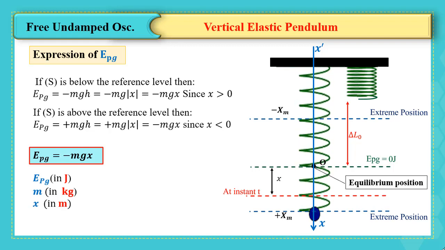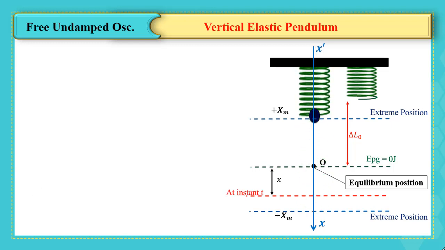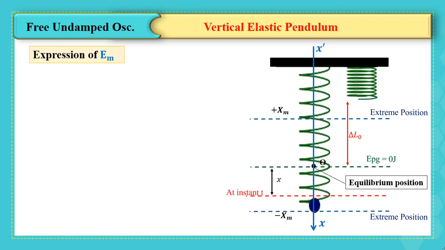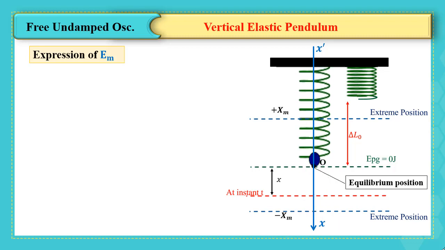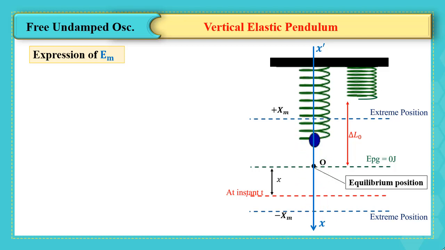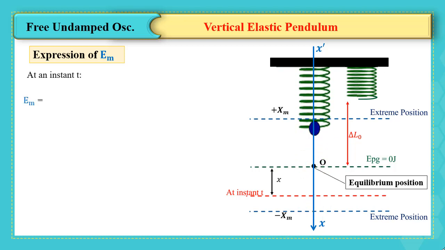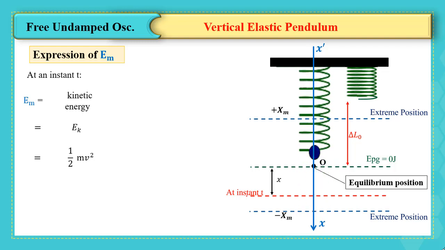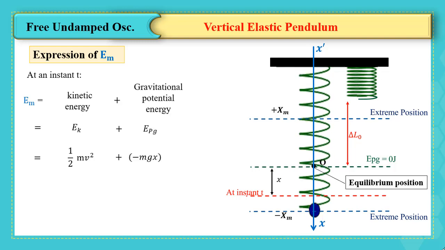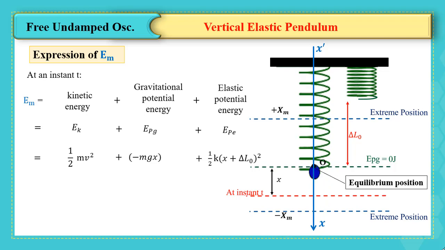Finally, what is the expression of the mechanical energy at any instant? Before we answer, please keep in your mind that at any time t, the abscissa of the center of mass G is the algebraic measure x, and its velocity is an algebraic measure v, which is dx by dt. Now, the mechanical energy is written as kinetic energy, half mv squared, plus the gravitational potential energy, which is minus mgx, plus the elastic potential energy, which is half k into x plus delta L0 squared.